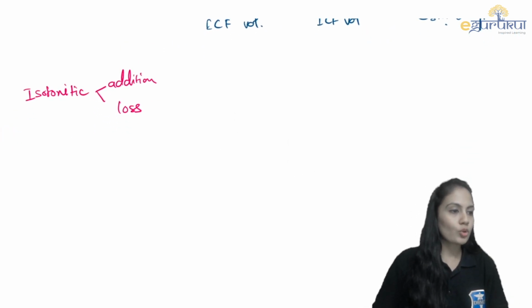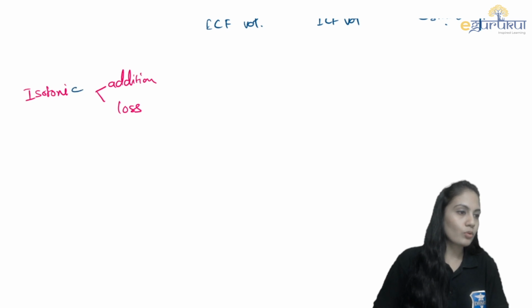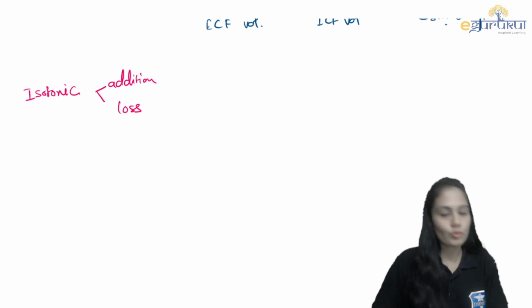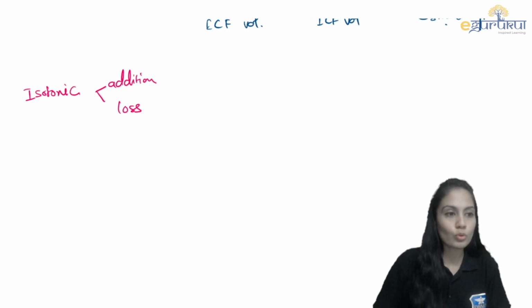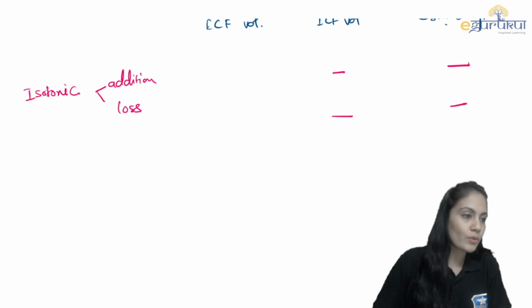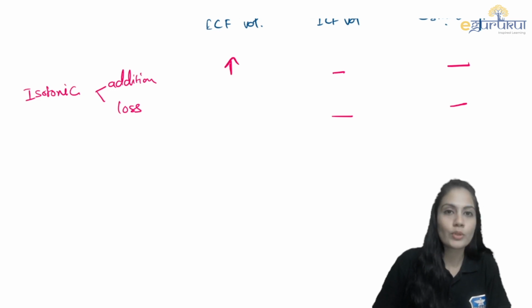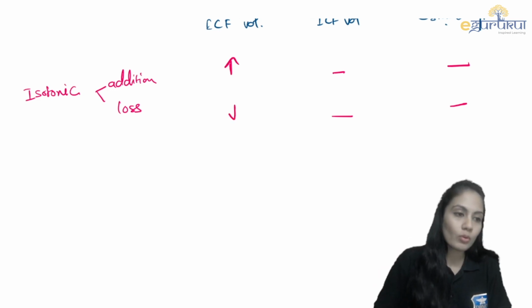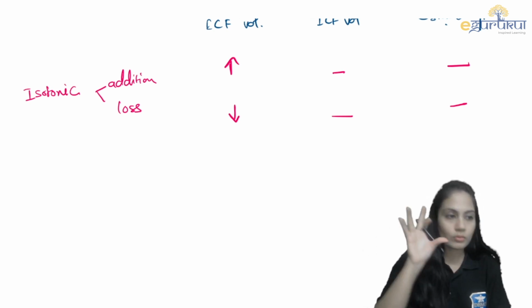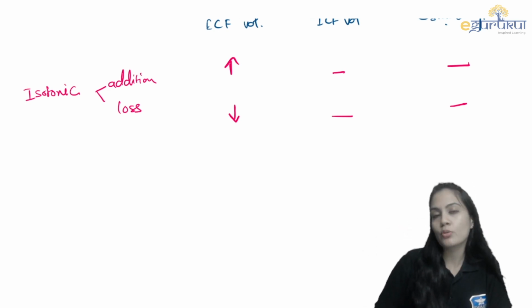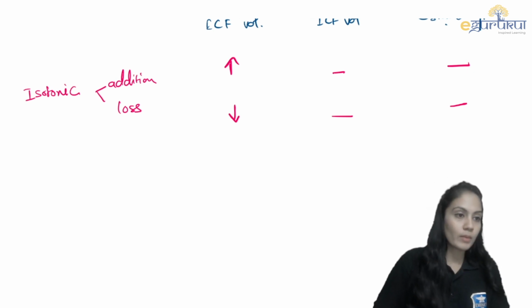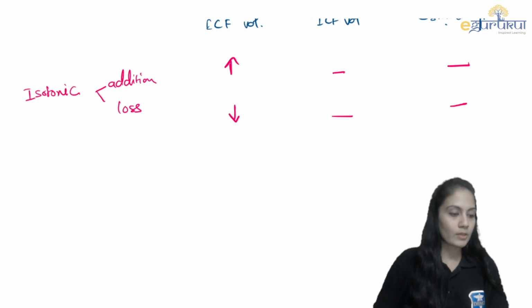If isotonic fluid is there, and if you add the isotonic fluid, what I told you, isotonic, that means the osmolarity will have no change, and ICF volume will have no change. So what is going to happen? If you add, the ECF volume is going to get more, and if you extract or isotonic fluid loss occurs, what is going to happen? The ECF volume is going to decrease.